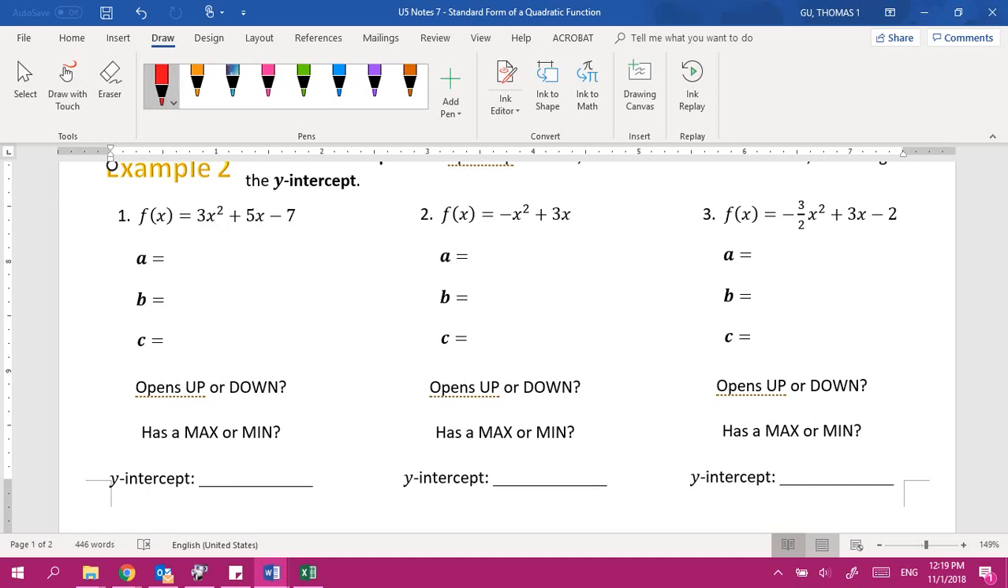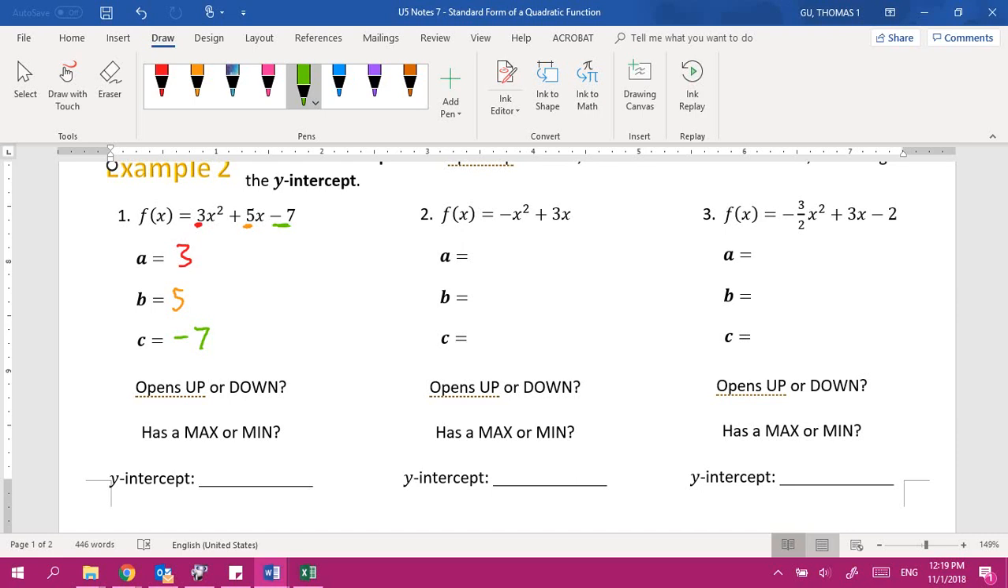What is the A value on number 1? 3x squared? It's not 3x squared. A, B, and C are just numbers. It's just 3. It doesn't matter about the x. The A is the value in front of the x. So what is B then? 5. And what is C? -7. That's right. So make sure you keep the signs with the numbers.